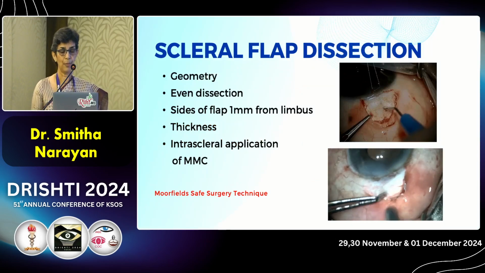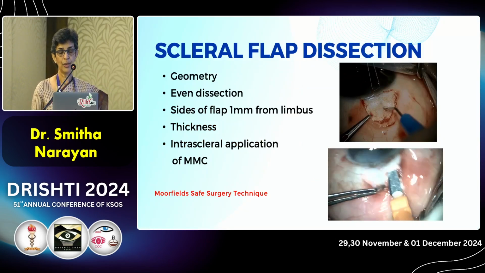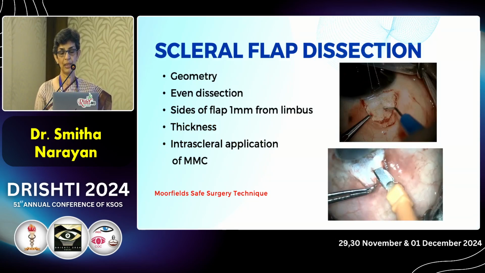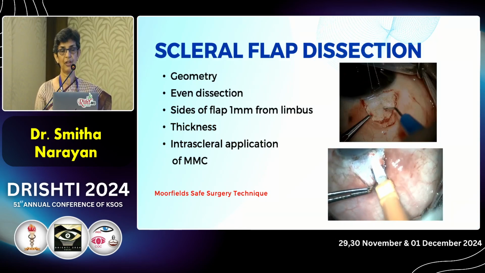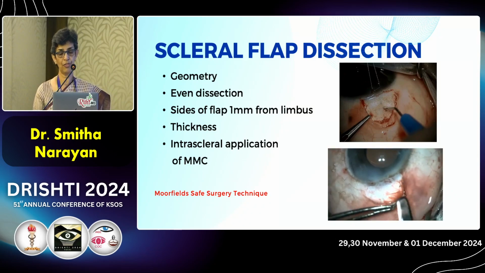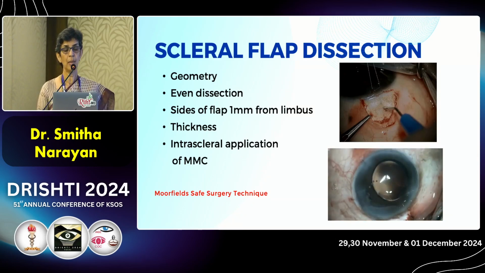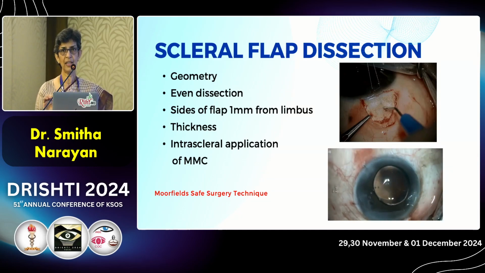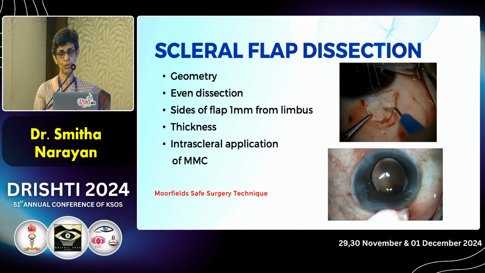Then the step of scleral dissection. I usually make a 4 by 3 millimeter rectangular flap. You can have a rectangular or a triangular or a trapezoid flap, that is your choice, but finally the geometry doesn't make much of a difference.